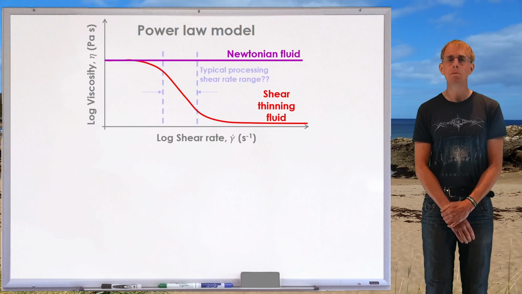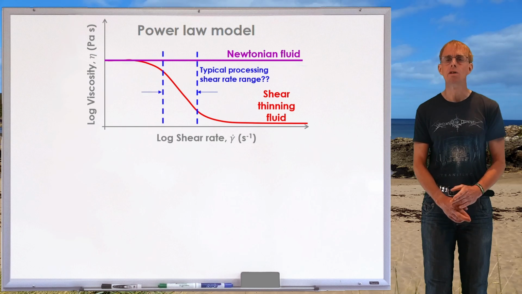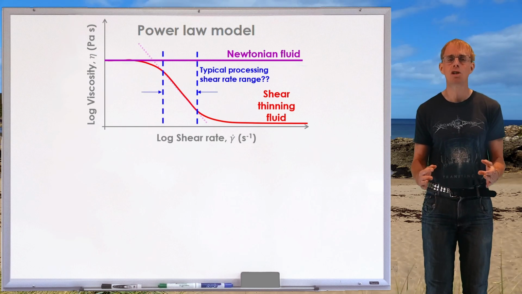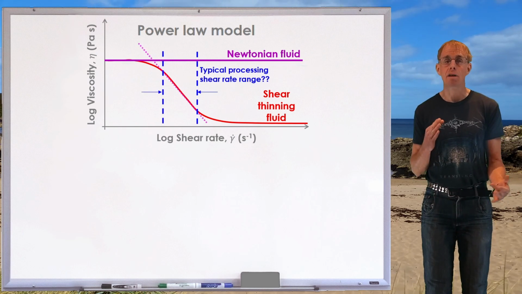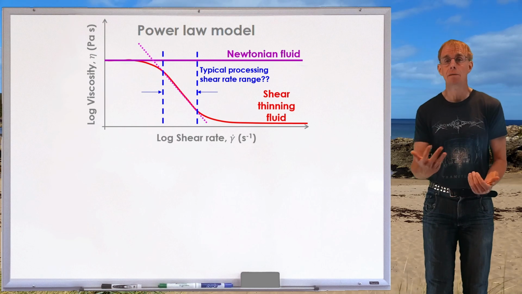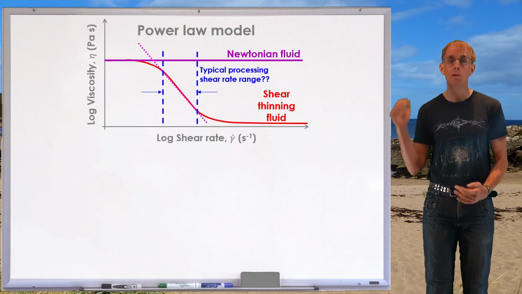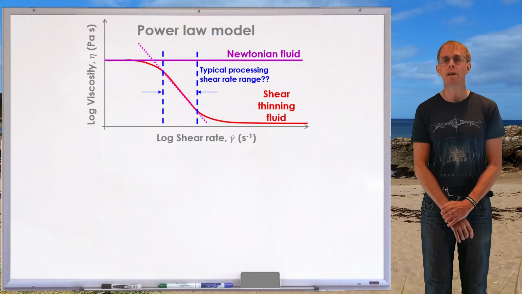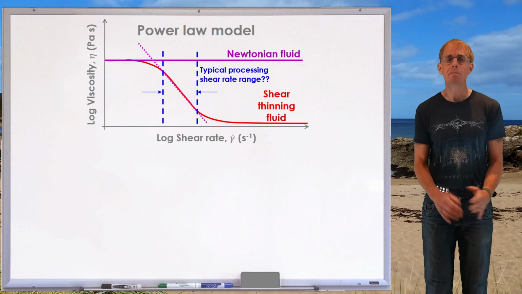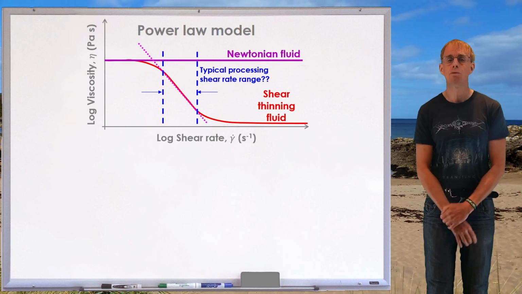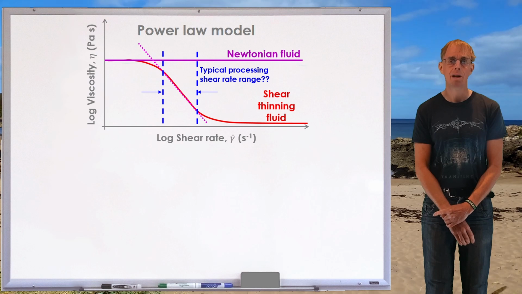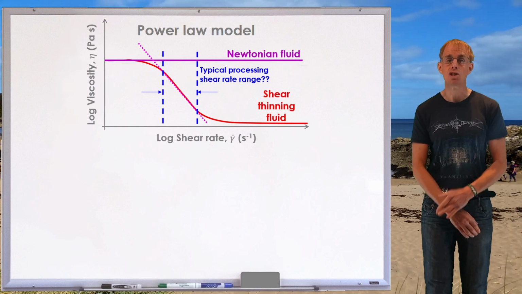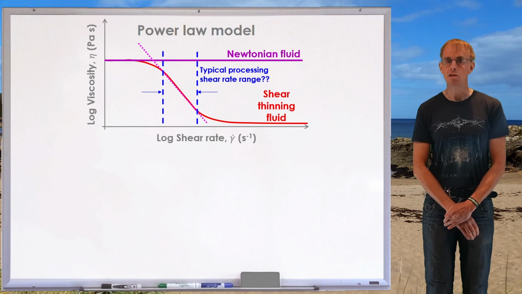So a simple description might be to acknowledge that in a typical polymer processing operation, we might have a lower limit on our shear rate and a higher limit on our shear rate. For example, those blue dashed vertical lines that I've put there on the graph. And that might be a typical shear rate range for a processing operation. And we can see within that range, our shear thinning region may be simply just power law.